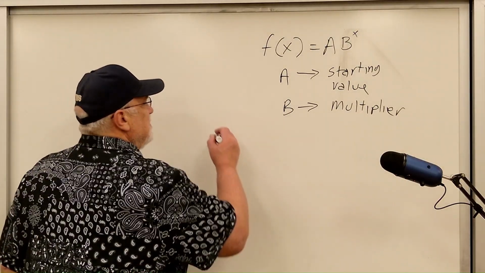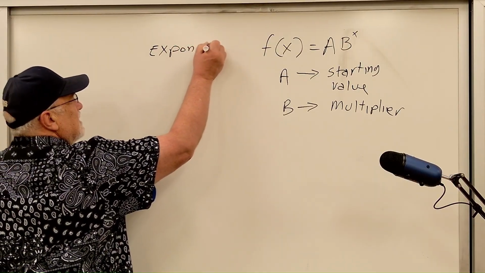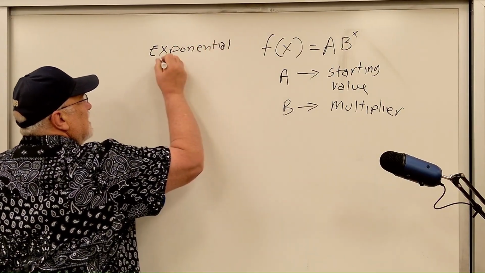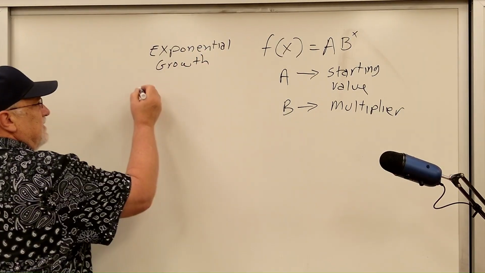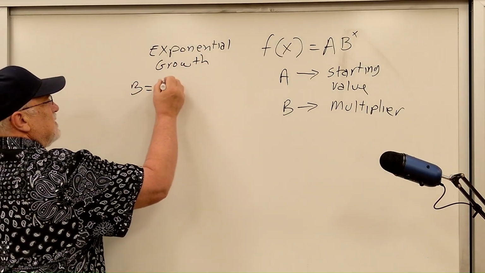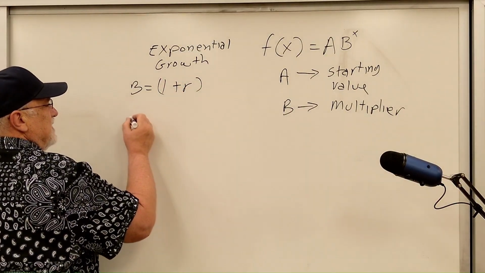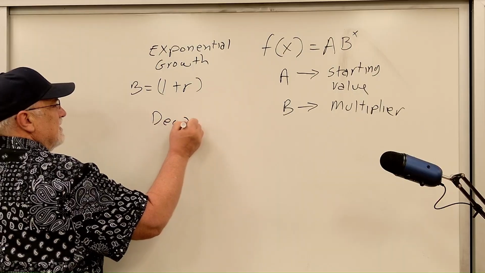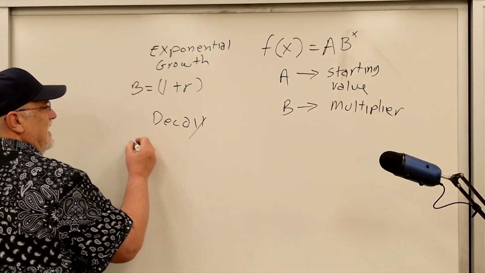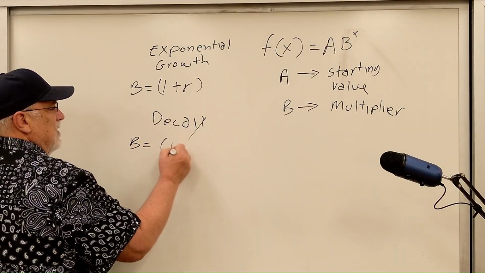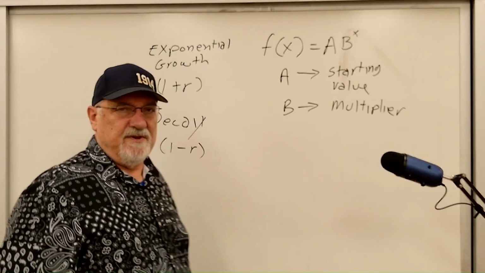So for exponential growth, b is equal to 1 plus r. For exponential decay, b is equal to 1 minus r. And r is the percentage that you're going to be using.